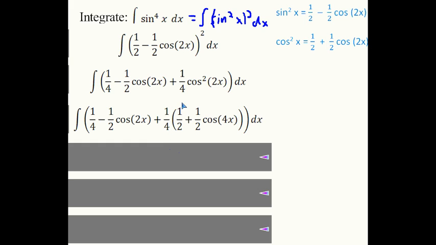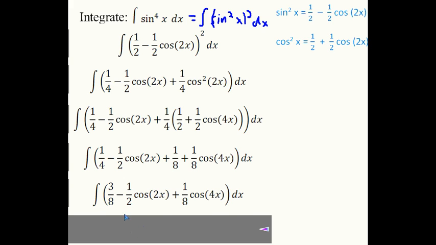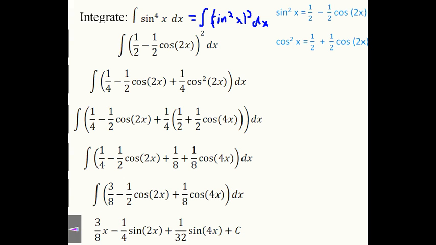Doing some distributing with the 1/4 gives us this. We have some like terms we can add together. We have a 1/4 and a 1/8 that can add together. That gives us 3/8. And then integrating that, we'll get the integral of 3/8 is 3/8 x minus 1/4 sine of 2x. Again, the 1/4 comes from, we already had the 1/2, but we need another 1/2 because of the 2x. And then plus 1/32 sine of 4x plus c.